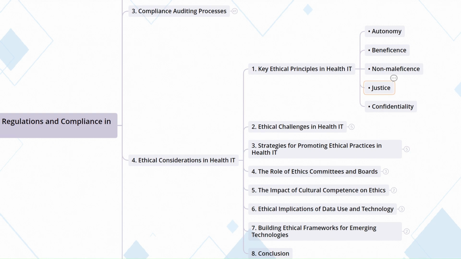Next, justice. Ethical considerations of justice emphasize fairness in healthcare access and treatment. Health IT must ensure equitable access to technology and health information for all patients, regardless of their socioeconomic status, race, or geographic location.